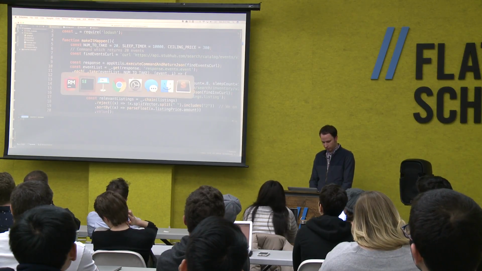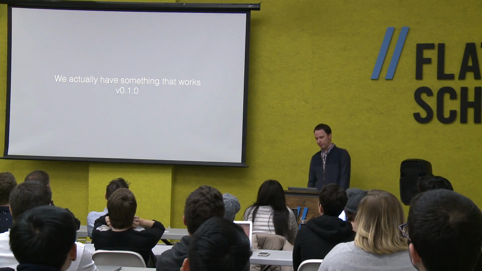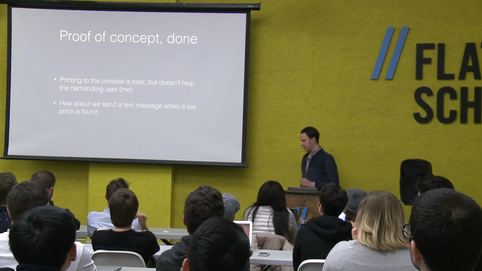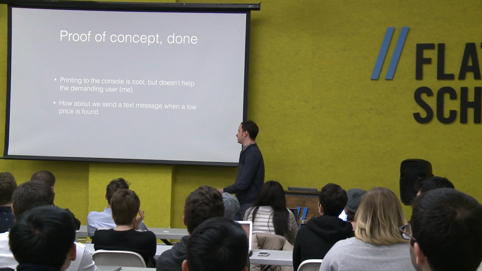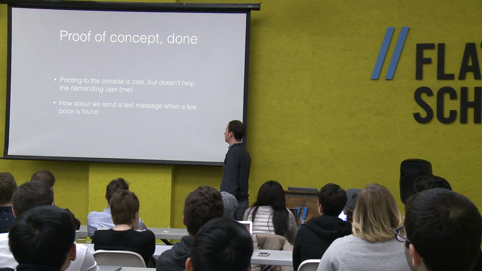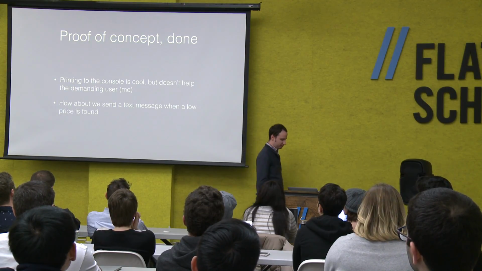So that's something. It's something that prints stuff to the screen. So we've created our proof of concept, but that's not going to help me at 3 a.m. when someone misprices their Hamilton tickets, because I'm not going to be looking at the console. I'm going to be sleeping. So how about we send ourselves a text message, right? That sounds a lot better.